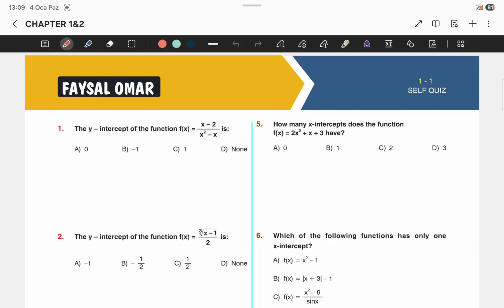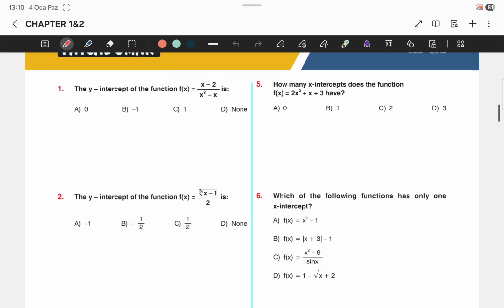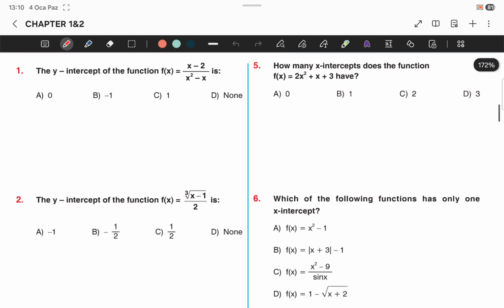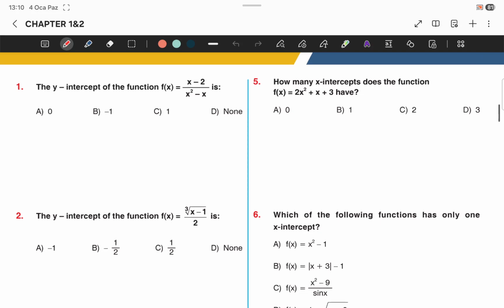In this video I am going to solve a question of the self-quiz of chapter 1. Let me start. Our first question is about intercept. When you look at here, it says y-intercept. For the y-intercept, as you know, x must be equal to 0.